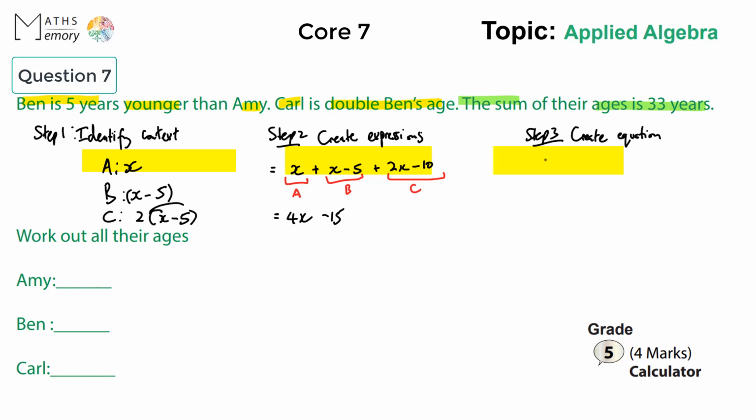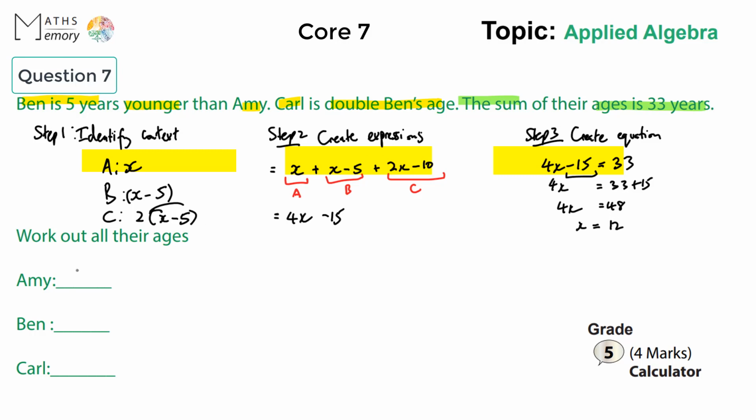So an equation would say that 4x minus 15, that's the sum of their ages, has to equal this number over here, 33. They both equal each other. So that's your equation, and obviously common sense says to find x now. 4x equals 33 plus 15, because that minus 15 becomes a plus 15, and therefore 4x equals 48, and x would simply be 48 divided by 4, which is 12. So x is 12.